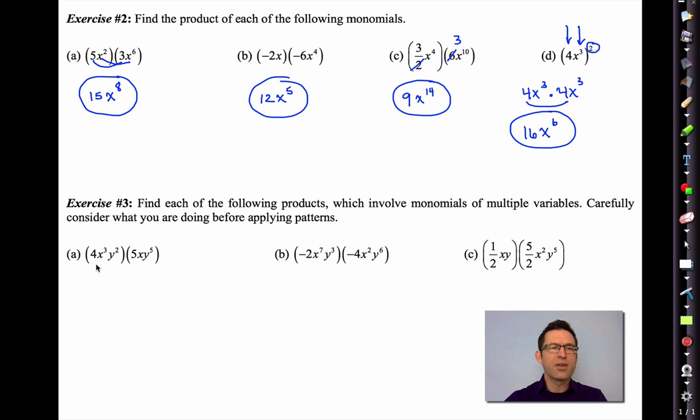In other words, I can say, look, I'm going to do 4 times 5 and get 20. Then I'm going to do x cubed times x to the 1st and get x to the 4th. Then I can do y squared times y to the 5th and get y to the 7th. And again, all of that is associative and commutative properties of multiplication, which basically just gives me permission to multiply in any order I'd like. Why don't you go ahead and do letters B and C?